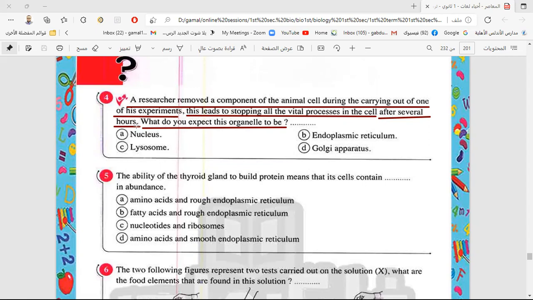A. Very good now. It is a nucleus. The nucleus is the most important organelle of the cell because it controls all vital processes in the cell. Okay? Thank you, Nema.